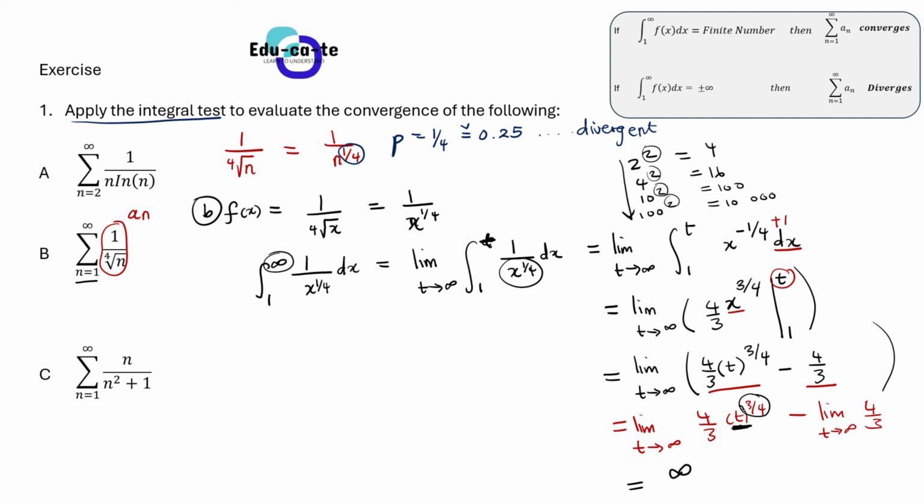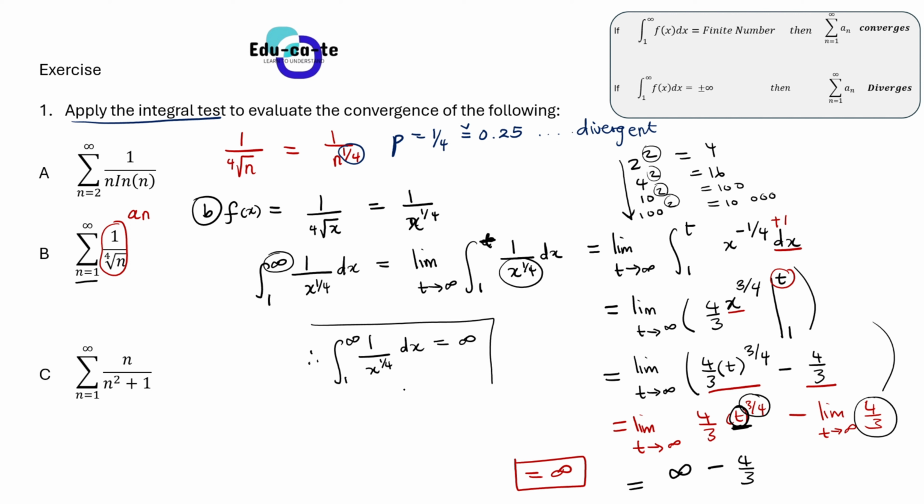As t becomes bigger and bigger, or goes towards infinity, the same will happen with this expression. Minus the limit of a constant, 4 over 3, is just going to give you 4 over 3. And infinity minus any number is just going to give you infinity. And then here we go. So you can now conclude and say, therefore, the integral from 1 to infinity of 1 over x to the power 1 over 4 dx is equal to infinity.